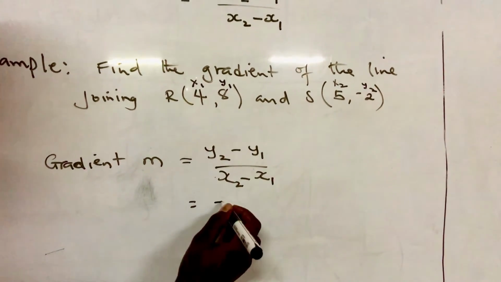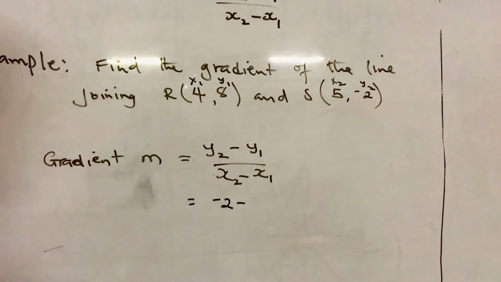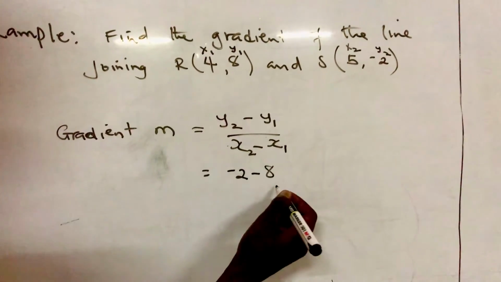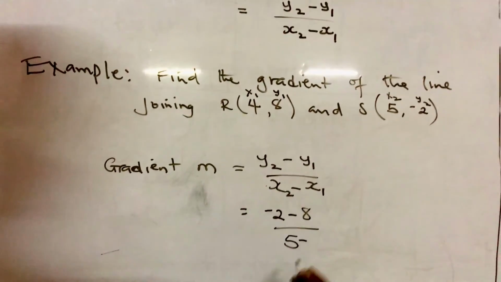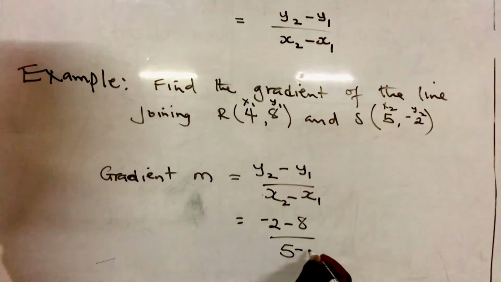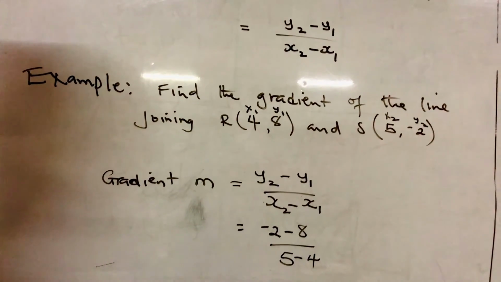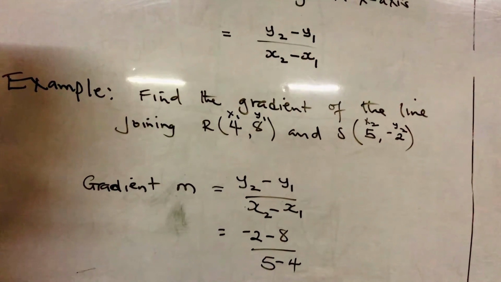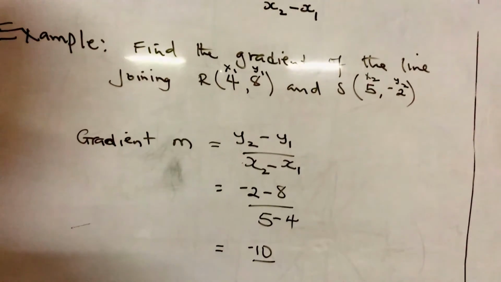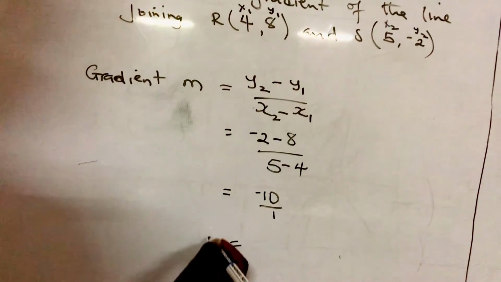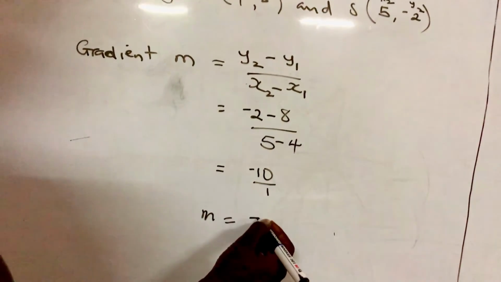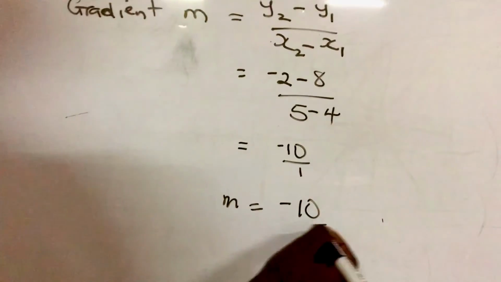So y2 is negative 2, minus y1, which is 8, over x2, which is 5, minus x1, which is 4. So negative 2 minus 8 gives us negative 10, divided by 5 minus 4, which is 1. And therefore, our gradient will be equal to negative 10. Complete.